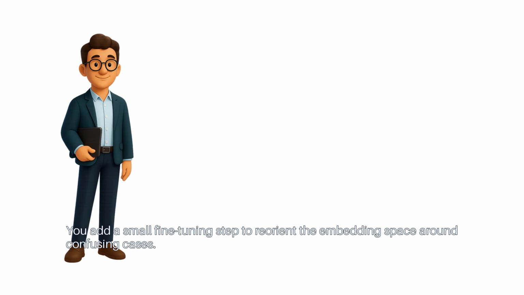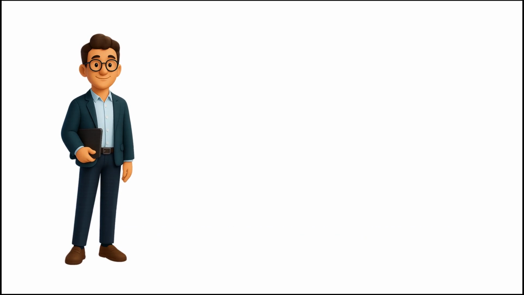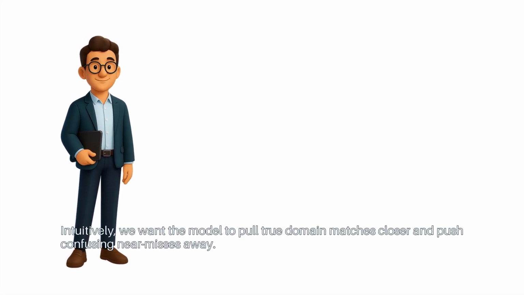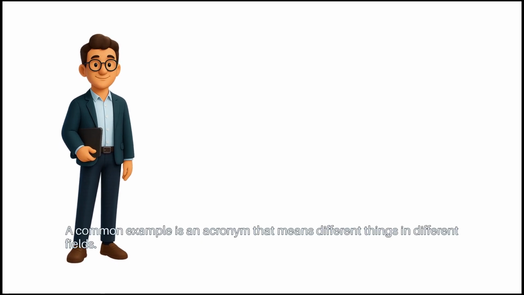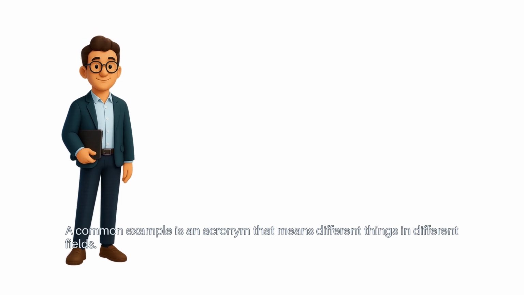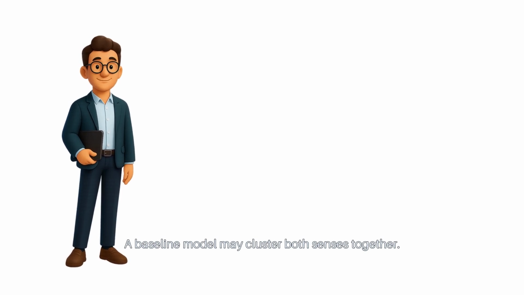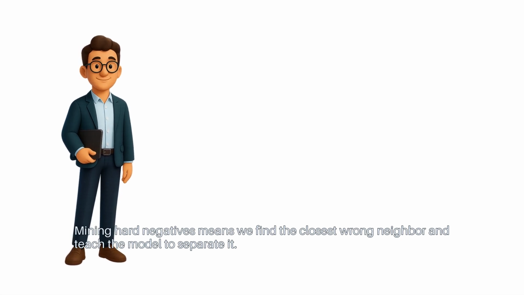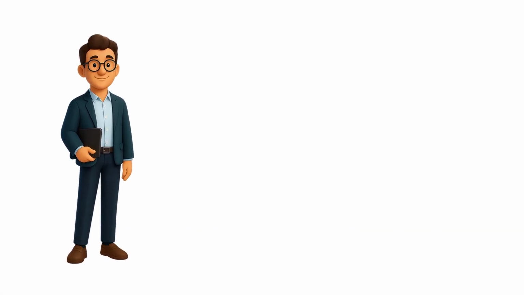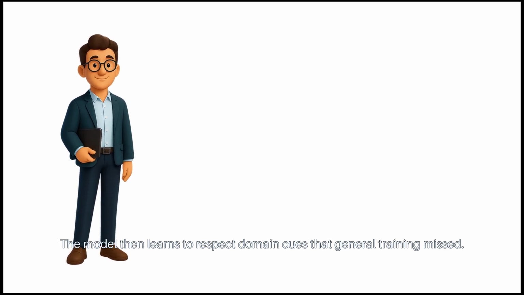You add a small fine-tuning step to reorient the embedding space around confusing cases. Intuitively, we want the model to pull true domain matches closer and push confusing near misses away. A common example is an acronym that means different things in different fields. A baseline model may cluster both senses together. Mining hard negatives means we find the closest wrong neighbor and teach the model to separate it. The model then learns to respect domain cues that general training missed.